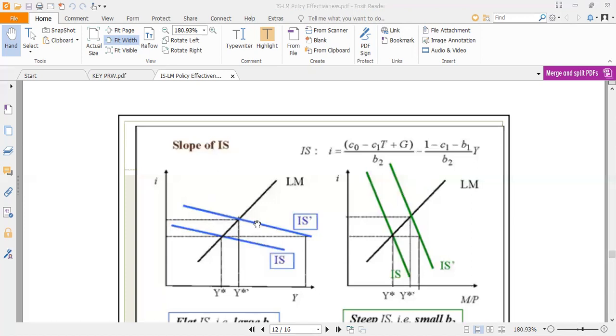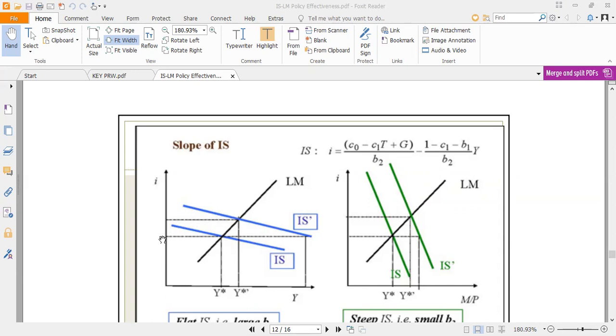Okay, we want to look at how the steepness of the IS curve can control how effective the fiscal policy will be. Now let's look at a flatter IS curve. So this is the initial equilibrium. Okay, initial equilibrium. So income is Y star. Now, if we increase government spending, the IS curve will shift to IS1. Okay, so now this is the new equilibrium.